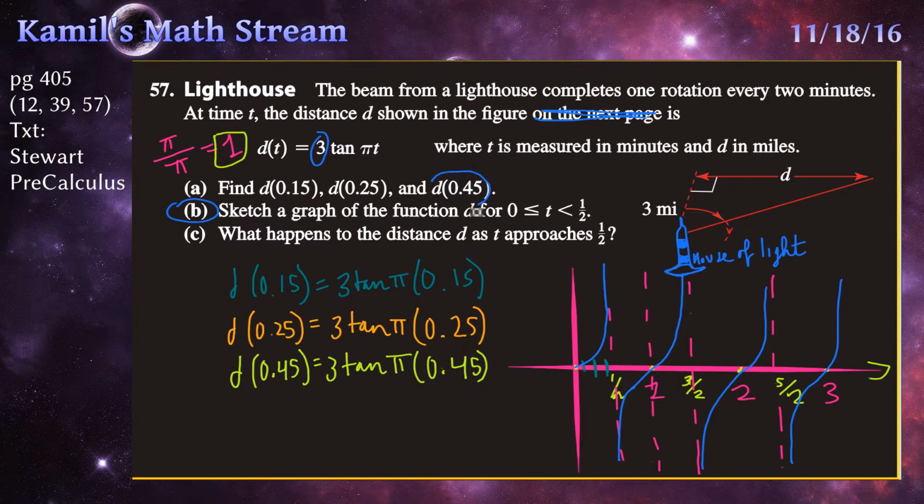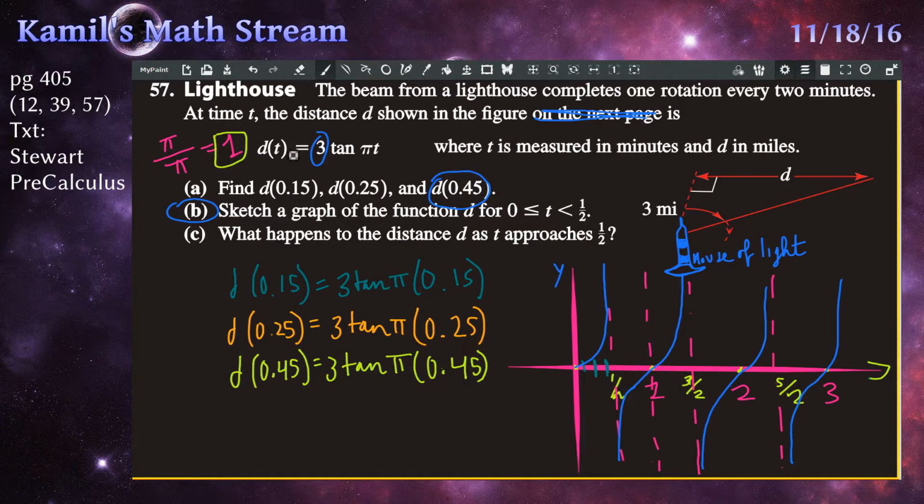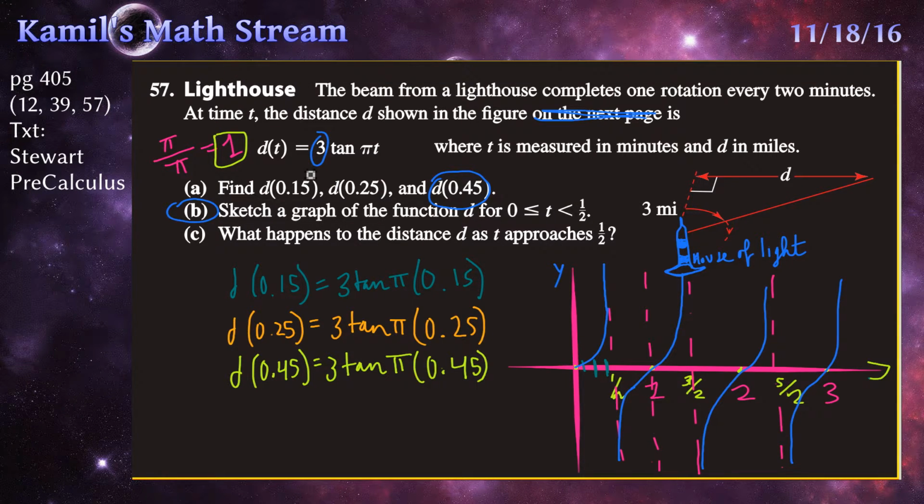What does that say about these? Well, we know d of 0.45 is very, I mean, it's close to infinity, I guess, in terms of its y value. And we're looking for the y value, and we're looking for d. So let's try this one first, right? Yeah, and I guess that answers C, right? What happens to the distance d as t approaches 1/2?